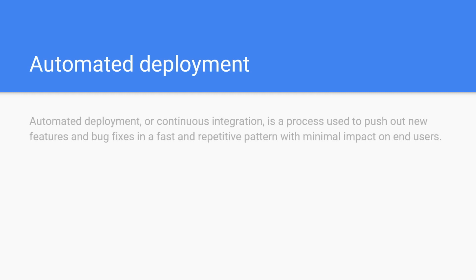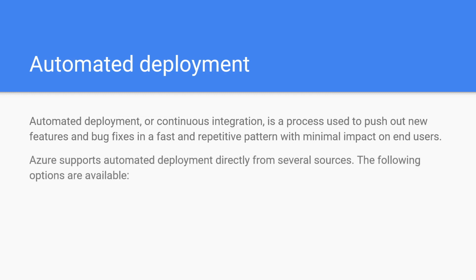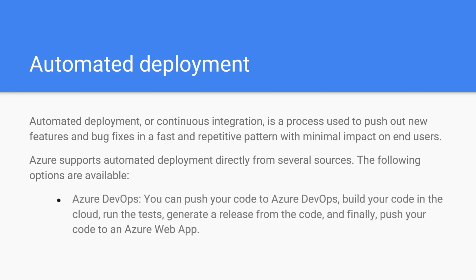Automated deployment. So automated deployment, or continuous integration, is a process used to push out new features and bug fixes in a fast and repetitive pattern with minimal impact on end users. Azure supports automated deployment directly from several sources. The following options are available. The Azure DevOps: you can push your code to Azure DevOps, build your code in the cloud, run the tests, generate a release from the code, and finally push your code to Azure Web App.